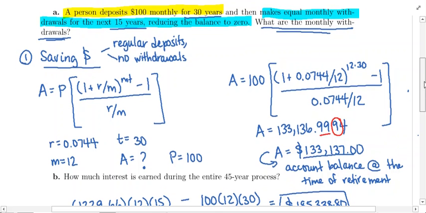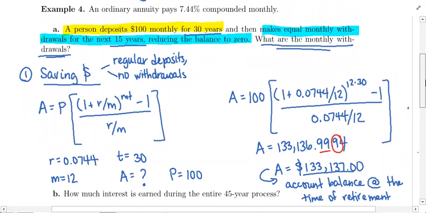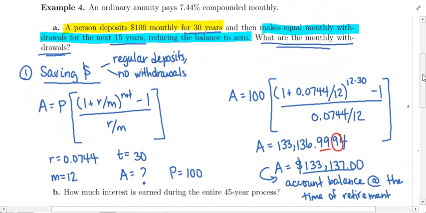So remember what went on in part A. Let's talk about that real quick. If you go back up to part A, the person spent 30 years saving for retirement. They contributed $100 a month for 30 years. The money grew through those regular deposits and through the interest, and that helped the person build a nest egg of $133,137. That's how much they had at the time of retirement. And then once they retired, they started withdrawing money from this nest egg.